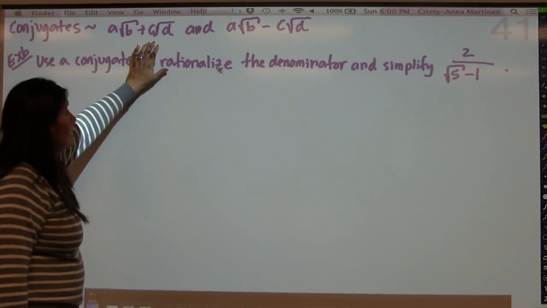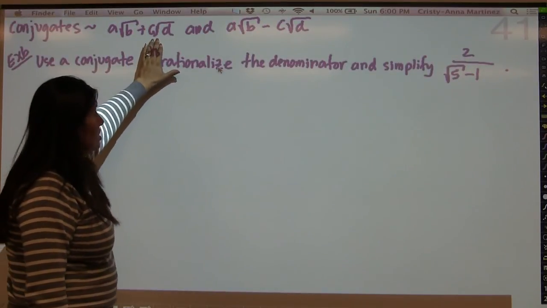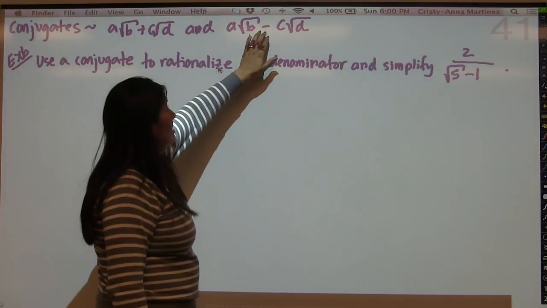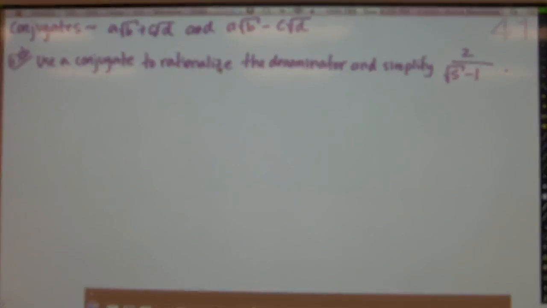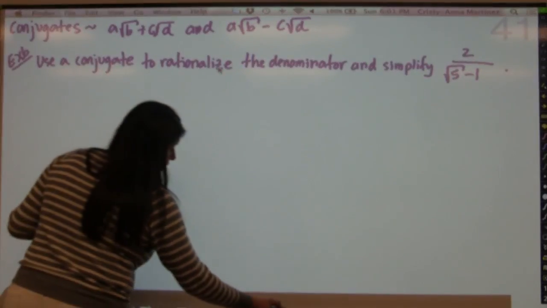And so basically conjugates would be something like a root b plus c root d, and then the conjugate would be the same thing, but instead of a plus, a minus. So a root b minus c root d. And we use conjugates when you have binomials at the bottom of a fraction, when you're trying to rationalize it, because you want to get rid of the radical on the bottom. And it's not enough to just multiply by root 5. So we're going to do that here in this example.